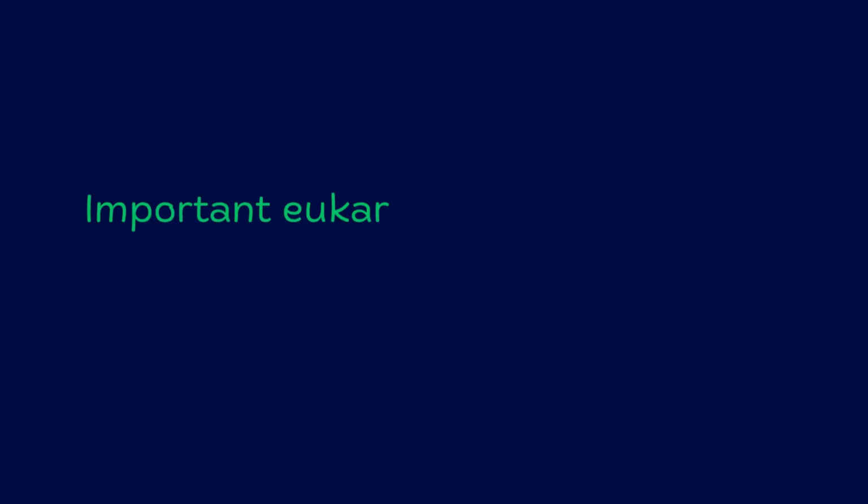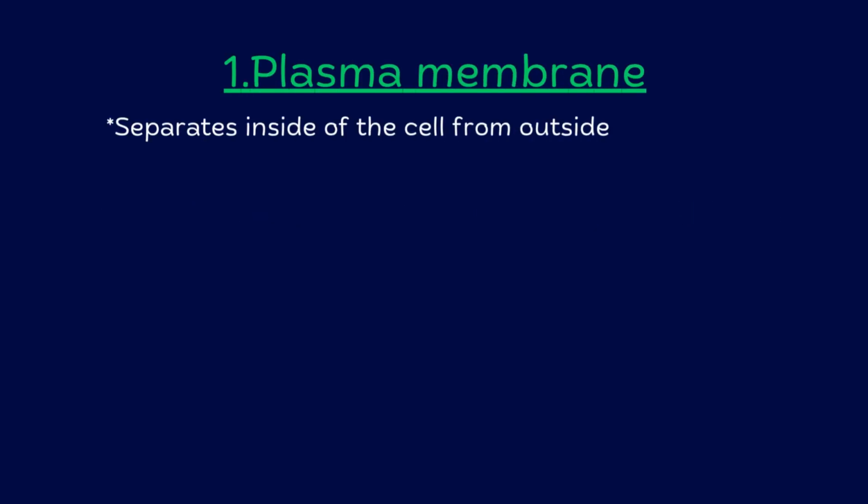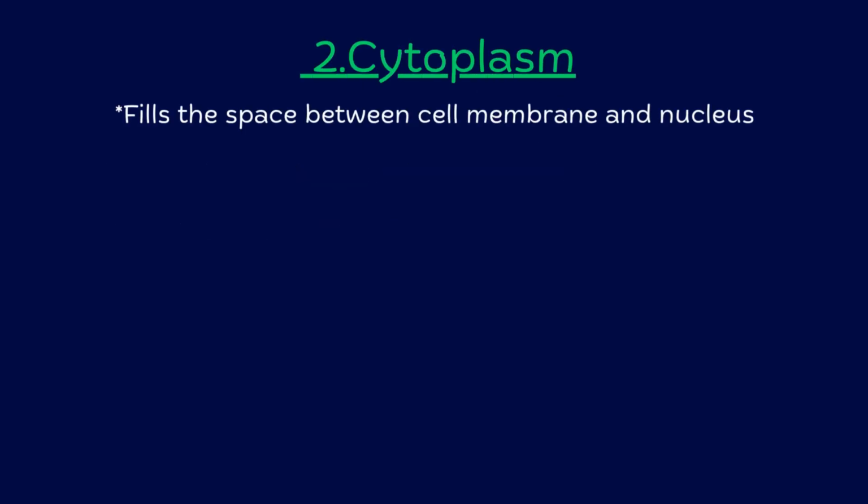Let's take a closer look at some important eukaryotic cell components. The plasma membrane separates the inside of the cell from the outside. It is made of a phospholipid bilayer and proteins. It is selectively permeable, meaning it allows some substances like water, ions, and gases to move in and out of the cell while blocking others. The cytoplasm fills the space between the cell membrane and the nucleus. It holds the organelles in place, and it is where many metabolic reactions occur.